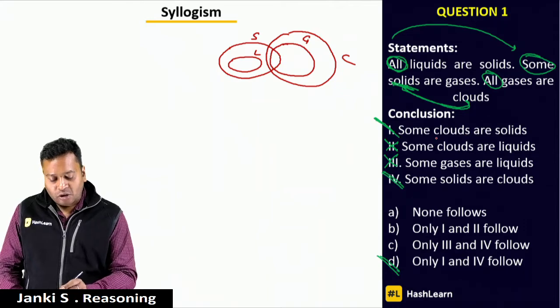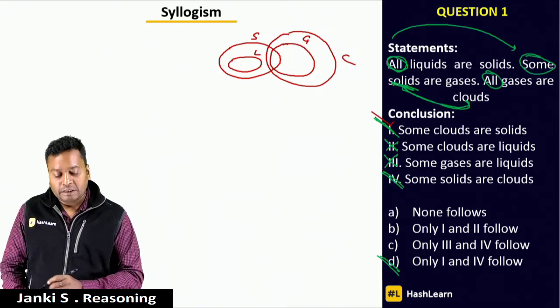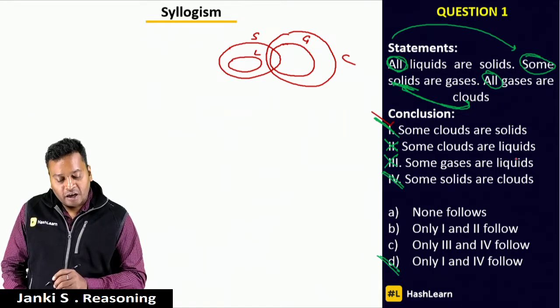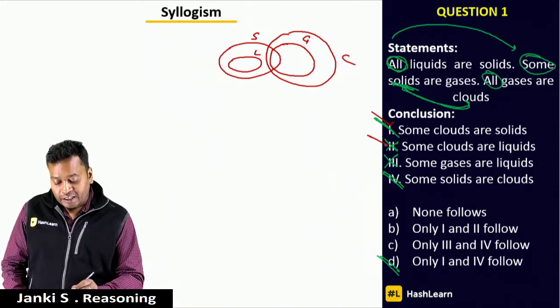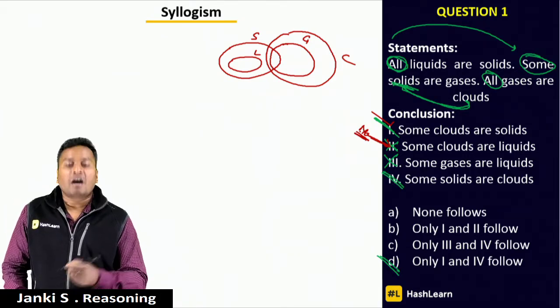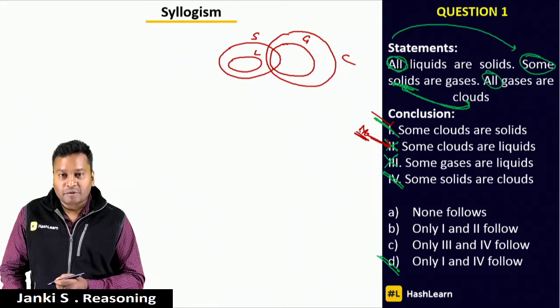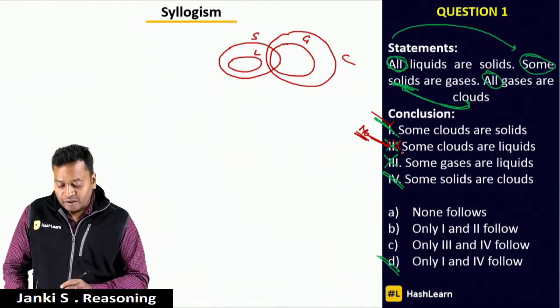Some clouds are solid. So some clouds are solids. So that is definitely true. ये हो रहा है. Then some clouds are liquid, right? यहाँ पे नहीं हो रहा है. अगर confusion है तो I'll go for the negation of this. So that represents no clouds are liquid, which is available in our figure. No clouds are liquid is available in our figure. That means this is not possible. So second one is not possible.